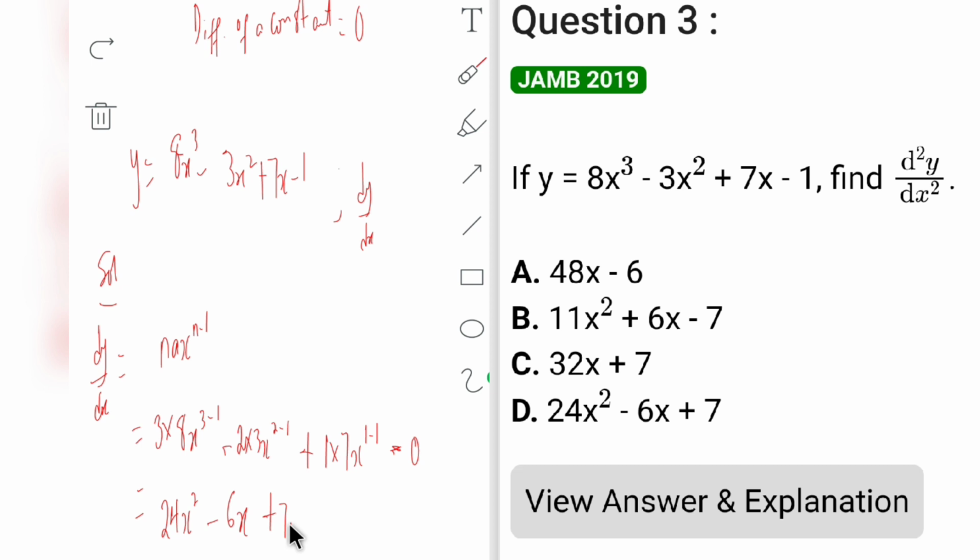Is that going to be x? No, because 7x raised to power 0 is 7 times x raised to power 0, and x raised to power 0 is 1. So leave it as that, minus 0 is the same thing. So in your exam situation, you don't waste time. From getting this, go straight to your options and see your answer is D.